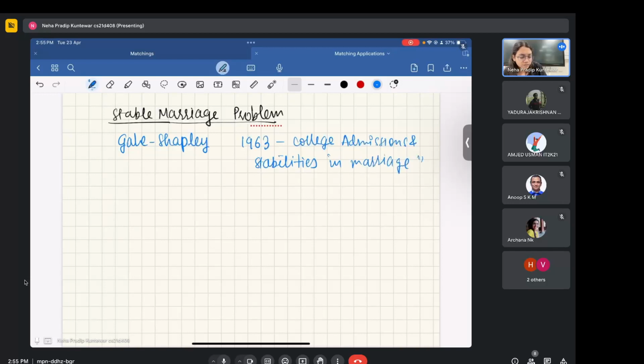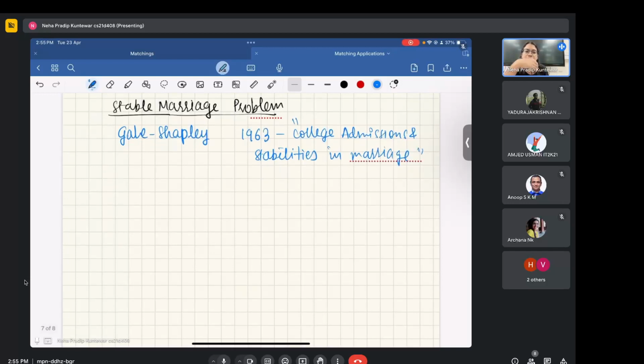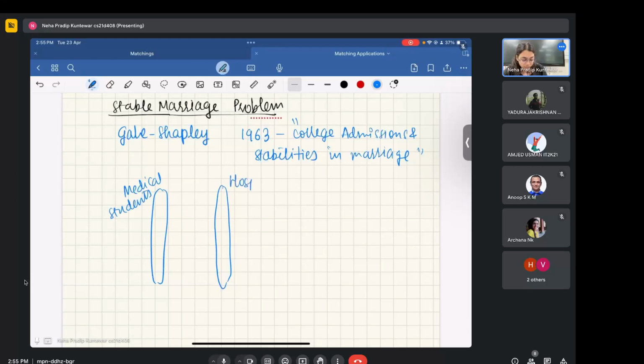Okay, so what happened is, during the 1960s, people in America came across one issue. There were students from medical colleges who had done their MBBS and all, and now they wanted to practice in hospitals. So these are medical students, and they were looking for hospitals to apply to. At the same time, hospitals were looking for students to come in and so on.